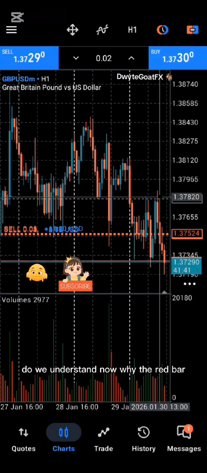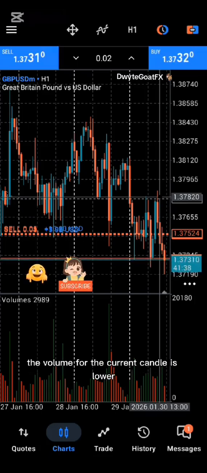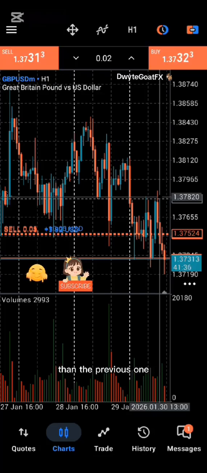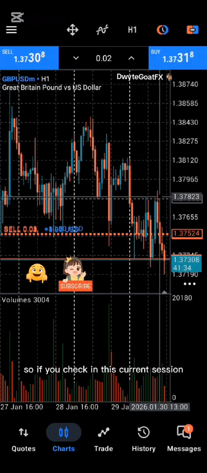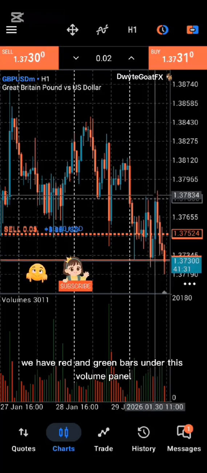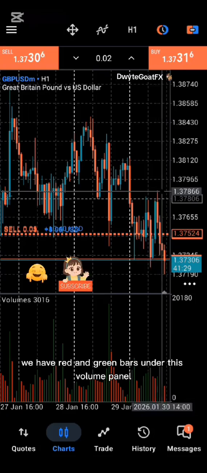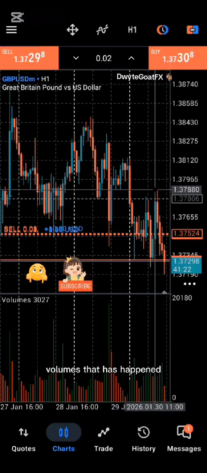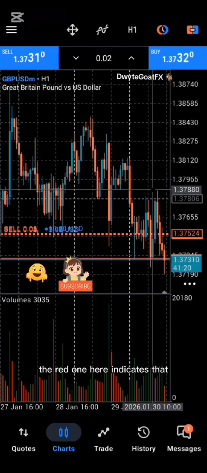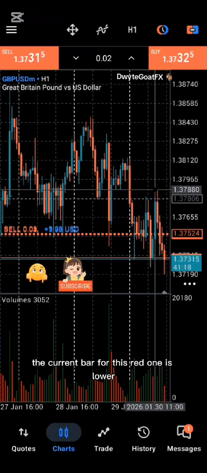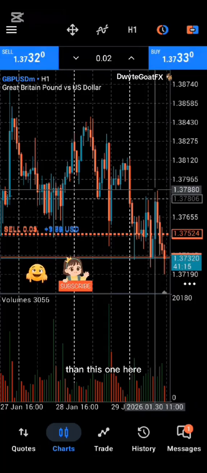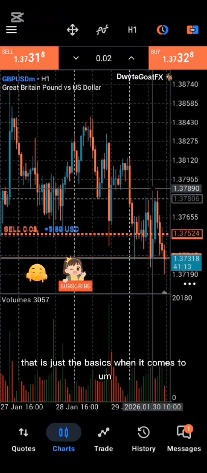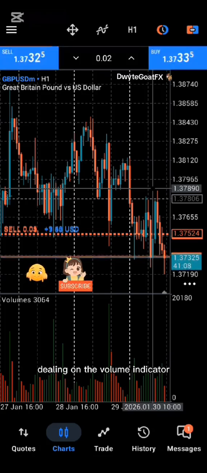Now, the red bar indicates that the volume for the current candle is lower than the previous one. If you check in this current session, you will see we have red and green bars under this volume panel. The red one in these previous volumes that had happened indicates that the current bar for this red one is lower than this one here. That is just the basics when it comes to dealing with the volume indicator.